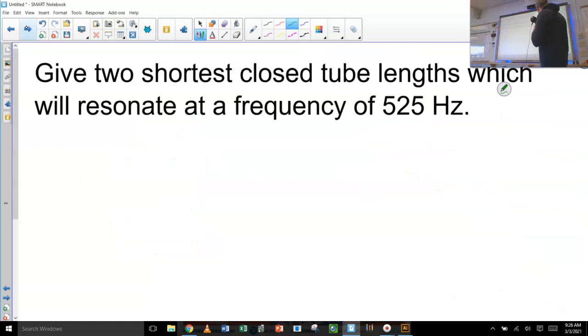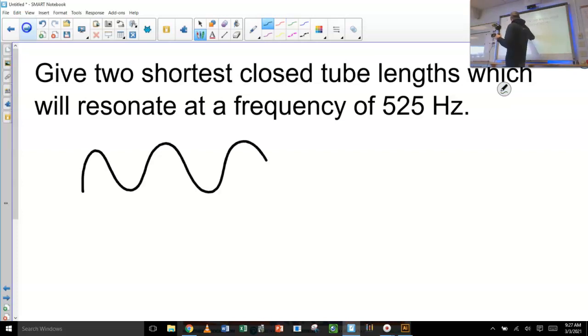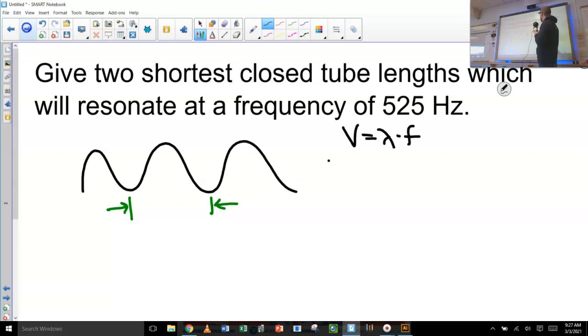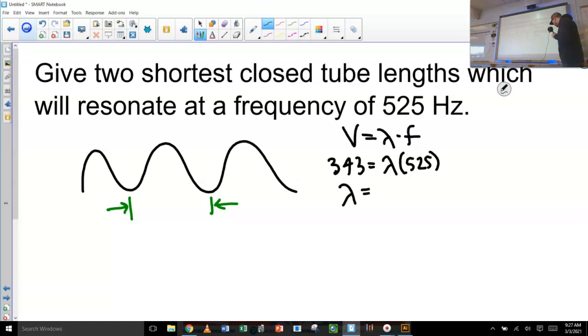One more. Give the two shortest closed tube lengths. So again, I'm going to start with my wave. And I want to figure out what the wavelength is. Like, what's the length of one of these waves? So what I'm going to do, I'm going to go velocity is equal to wavelength times frequency. My velocity is 343. Don't know my wavelength, but my frequency is 525. So when I take 343 divided by 525, I get a wavelength of 0.653. So this distance right here, 0.653.